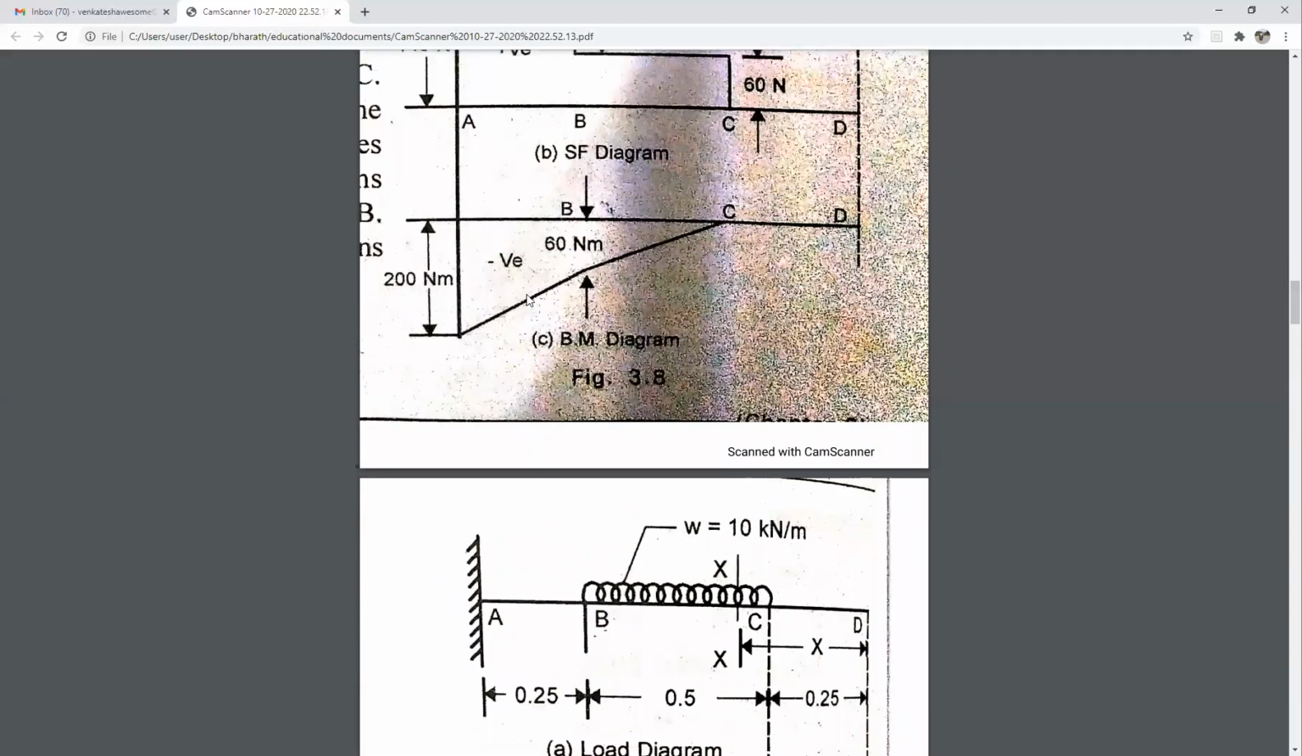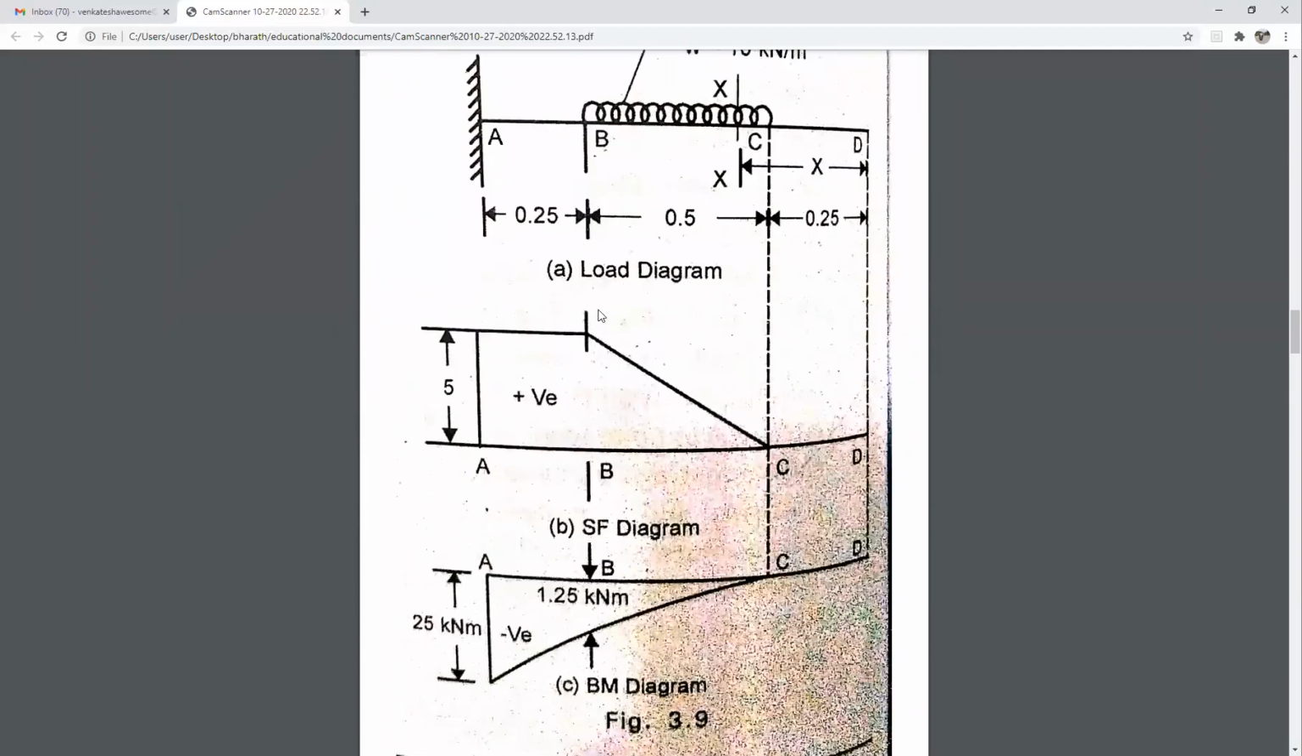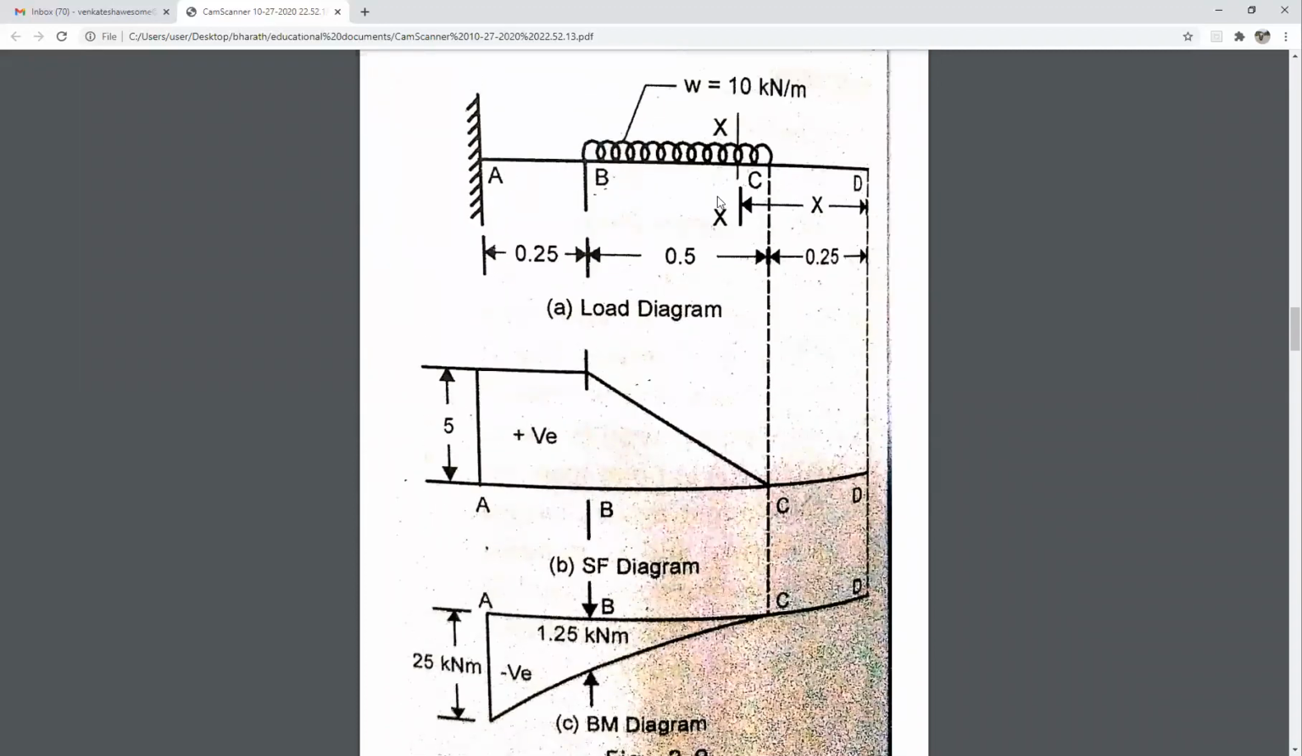A few more points will be considered into our action. Here also ABCD. This is the first diagram. So this is the baseline. From C to D, you don't have any loads. At the point C also, there is none.